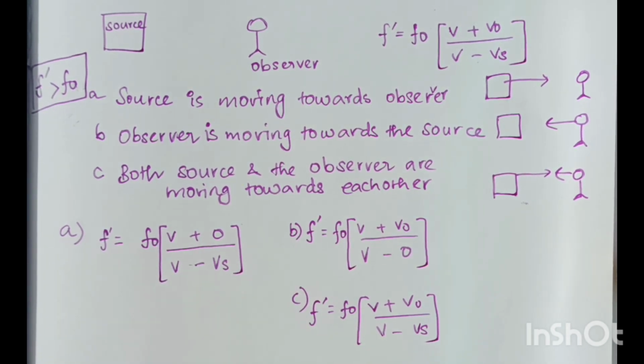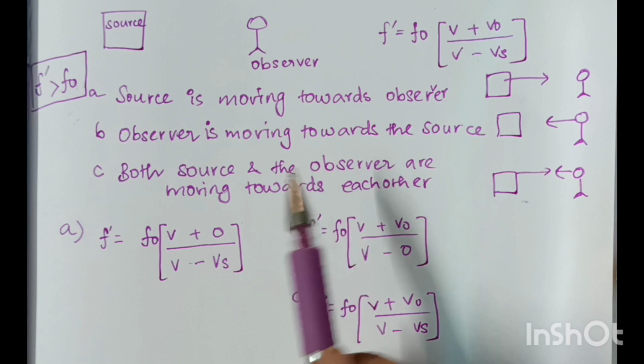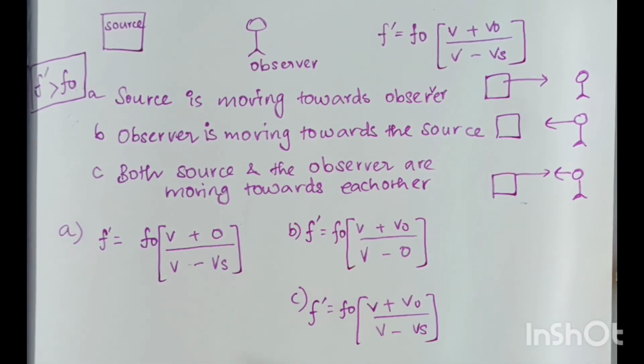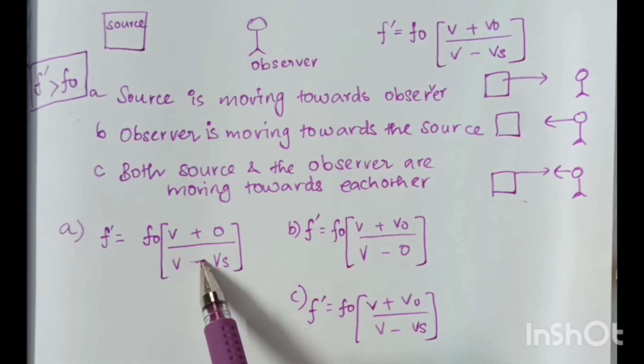It is so simple to understand. You just have to know where you are using plus, because the final frequency is going to be greater than the initial one. So you have to understand that. It is so simple. That is why we are writing minus here.